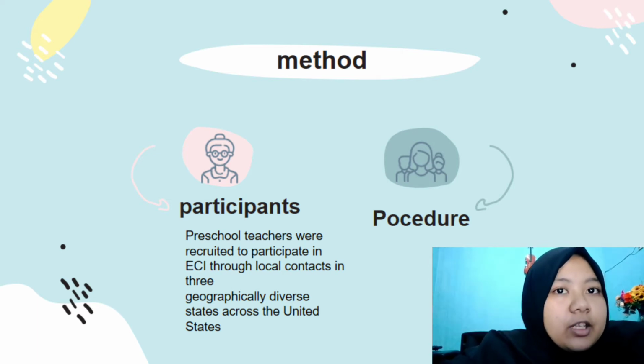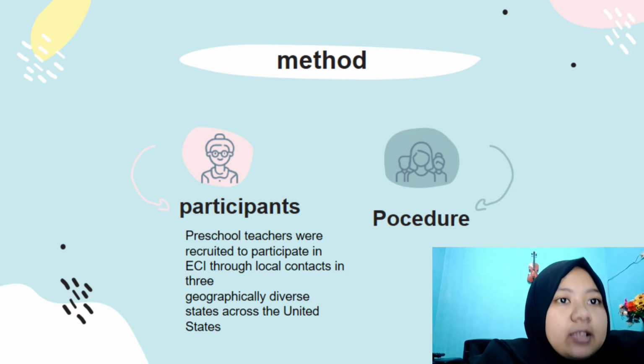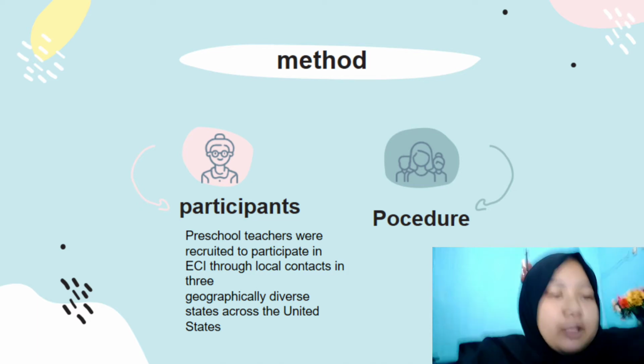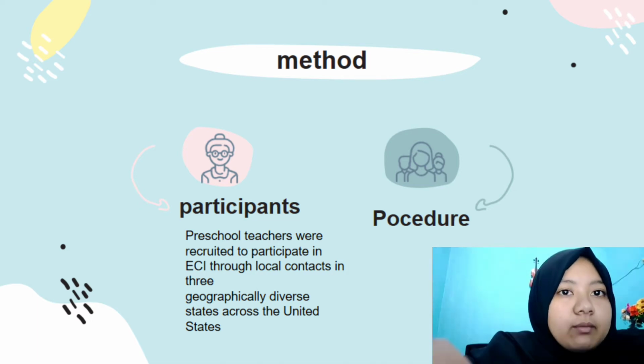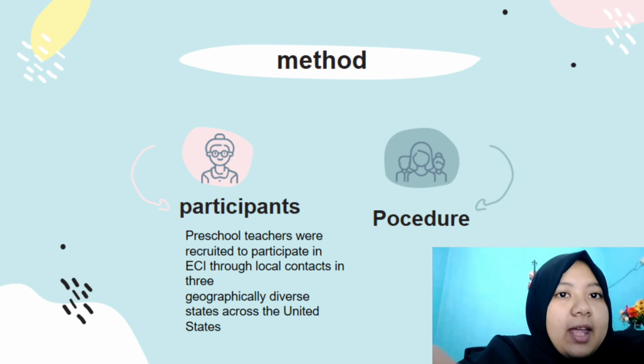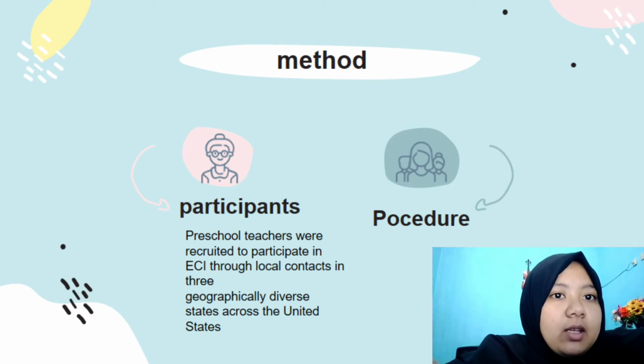In terms of educational attainment, 36.3% of teachers had less than a bachelor's degree, 43.6% had a bachelor's degree, and 12.8% had a master's degree. On average, teachers had 8.55 years of preschool teaching experience.